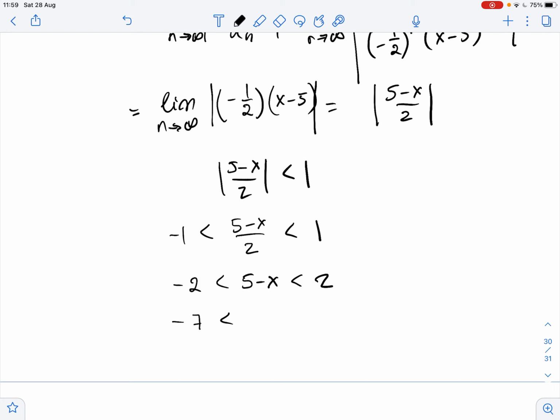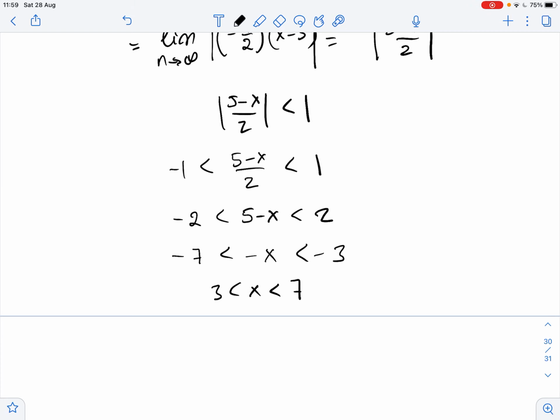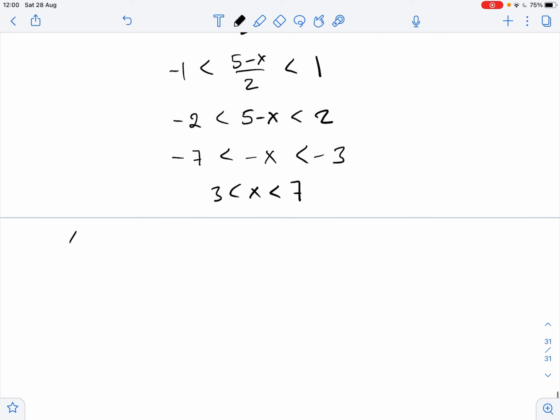Now we will subtract 5 from all sides. We get negative 7 is less than negative x, and negative x is less than negative 3. And now we get that x is greater than 3 but less than 7. So this is the convergence interval. Now we will need to check the convergence at endpoints.